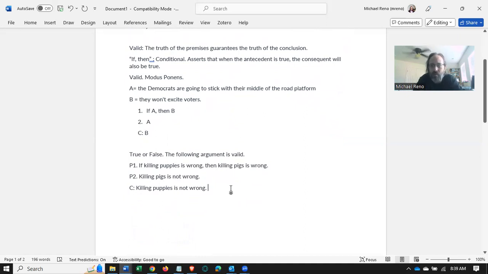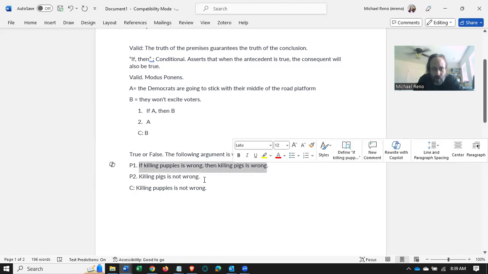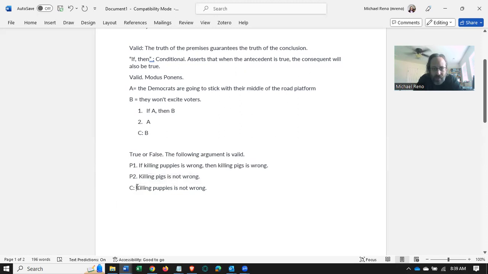Now I've intentionally chosen something that might rub you the wrong way to show that we're not really interested at this point in whether any of these premises are true. What we're interested in is whether, assuming the premises are true, the conclusion must also be true. So again, we think about this as we assume this is true, we assume this is true, and then ask, does this have to follow?